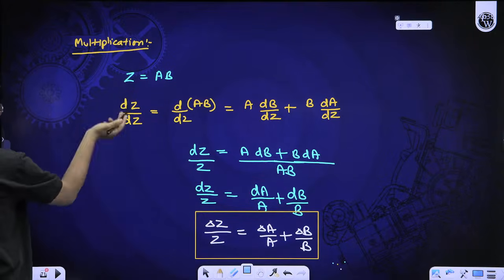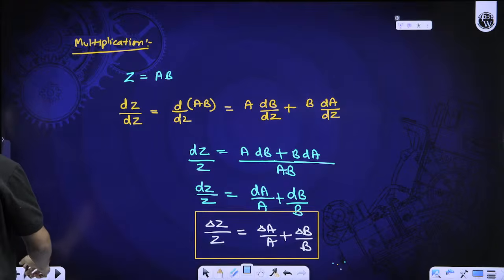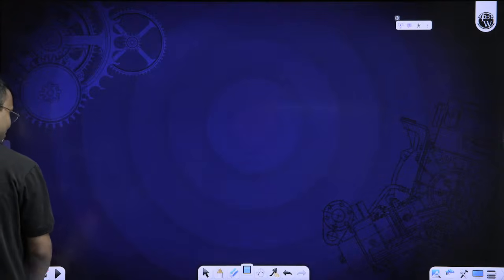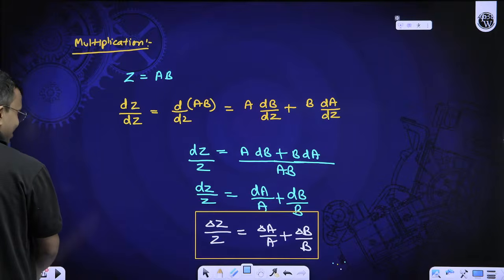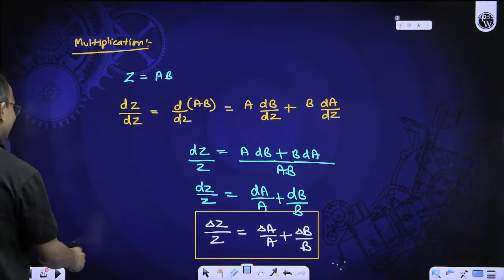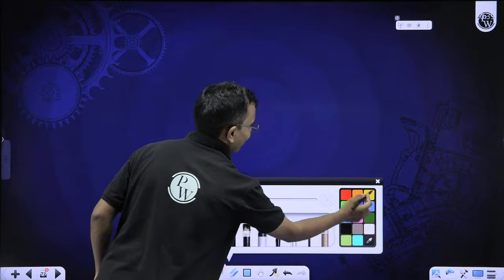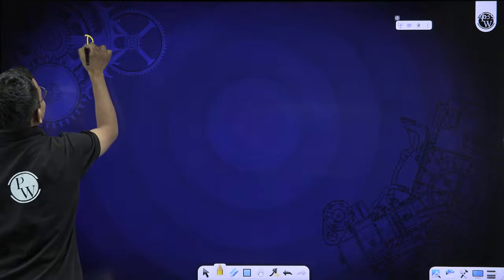So this is the multiplication thing. Now let us talk about division also. Can we do the same derivation? Yes, you can do the same derivation. I think you should try from your side. You will get the same relation actually. But let us do division.